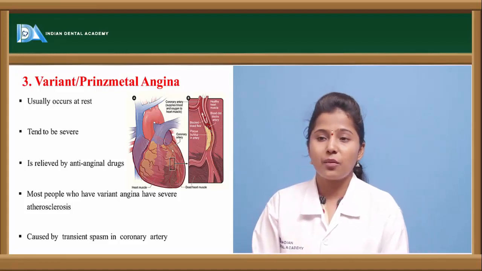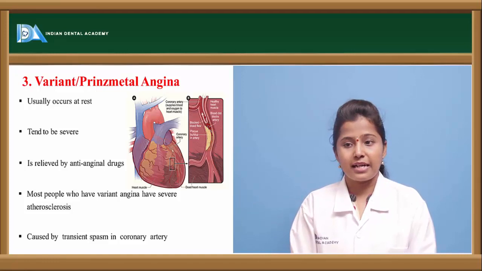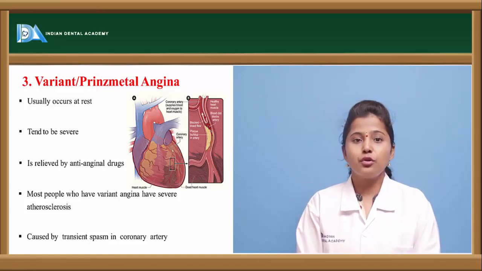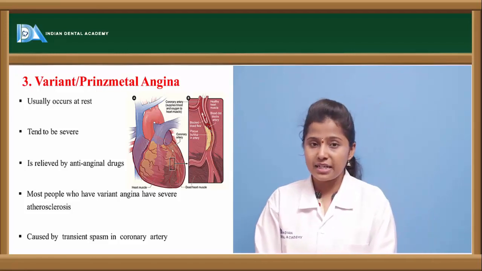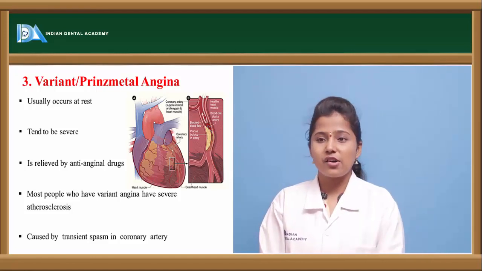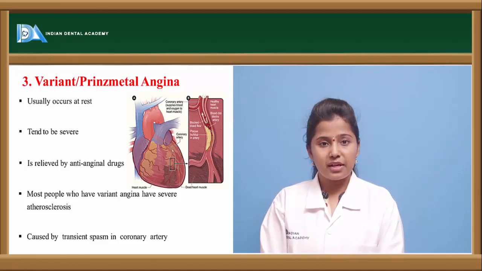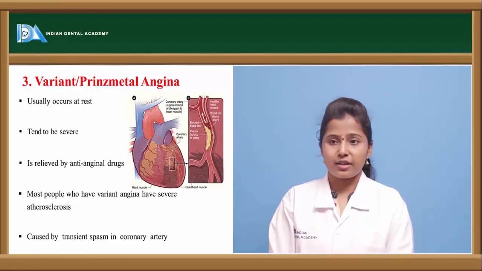This is why variant or Prinzmetal angina occurs, and it is usually caused due to spasm of the coronary artery also. In some cases, because of the coronary artery spasm, there may occur variant or Prinzmetal angina, and it can be relieved through anti-anginal drugs.